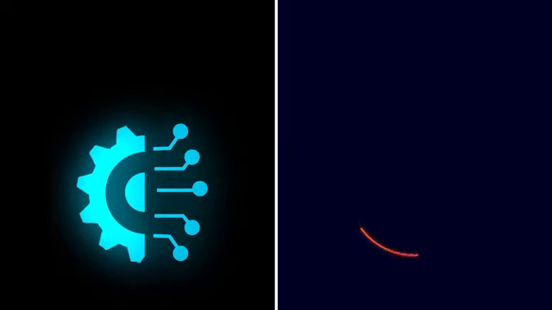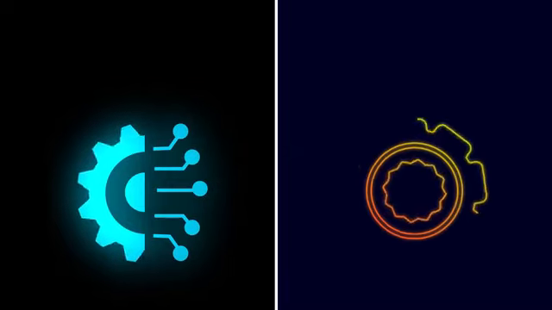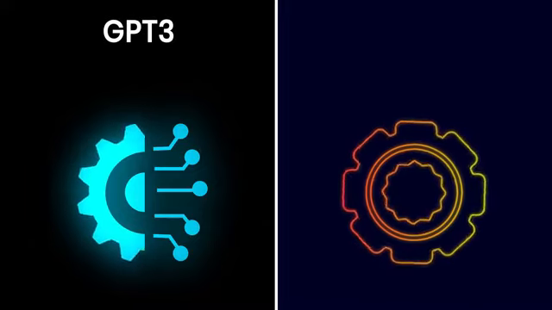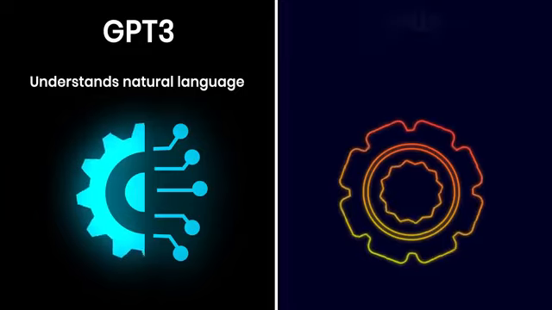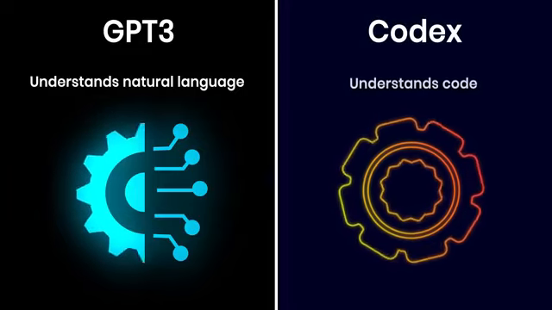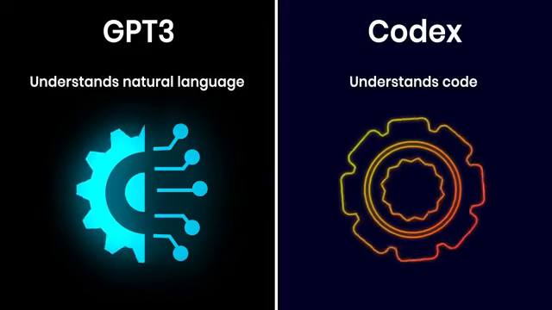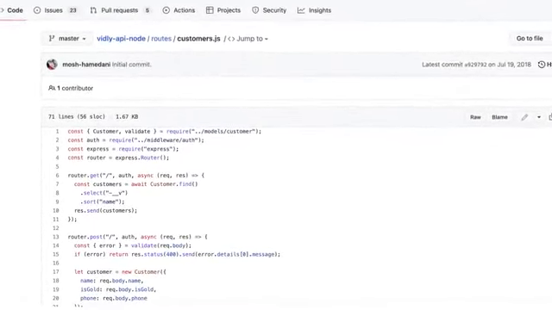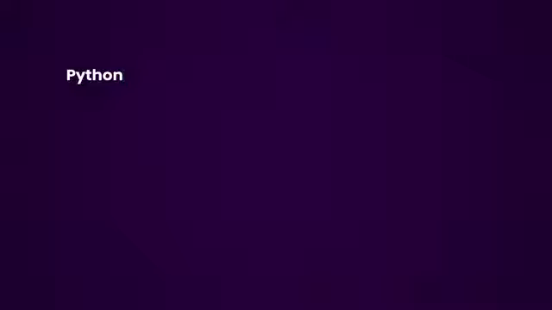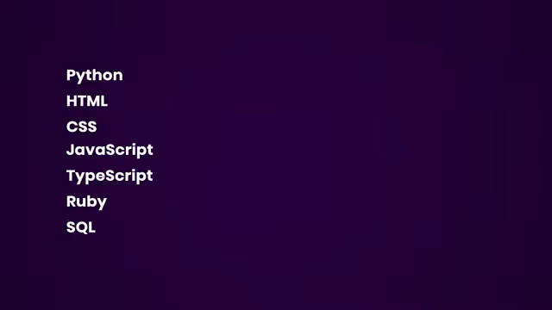Now, ChatGPT provides different language models for different purposes. GPT-3 models, which are designed to understand and generate natural language like English, and Codex, which are specifically trained to understand and generate code. These models are trained on billions of lines of code publicly available on GitHub. They're mostly capable in Python, but they're also pretty good in a bunch of other languages like HTML, CSS, JavaScript, TypeScript, Ruby, SQL, and more.